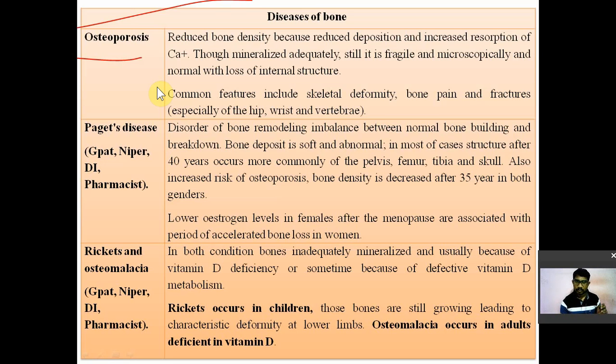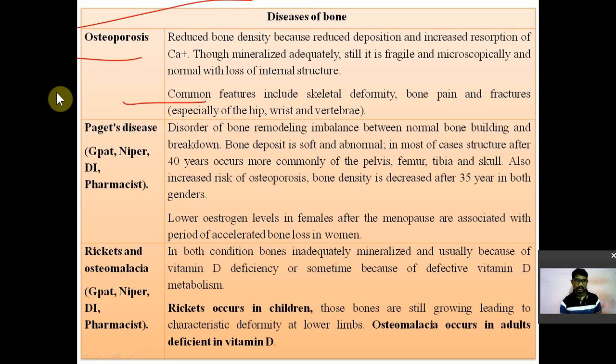Though the bone is normally mineralized adequately, it is still fragile, and microscopically normal internal structural loss is there. That is osteoporosis, meaning decreased bone density. The bones of a person suffering from osteoporosis are easily broken down. Common features include skeletal deformity, bone pain, and fractures, especially of the hip and wrist joints and vertebrae.